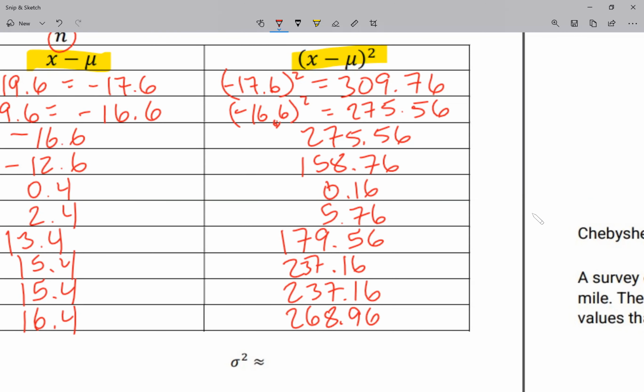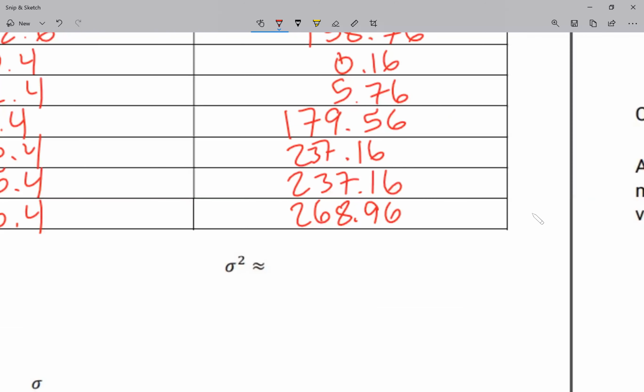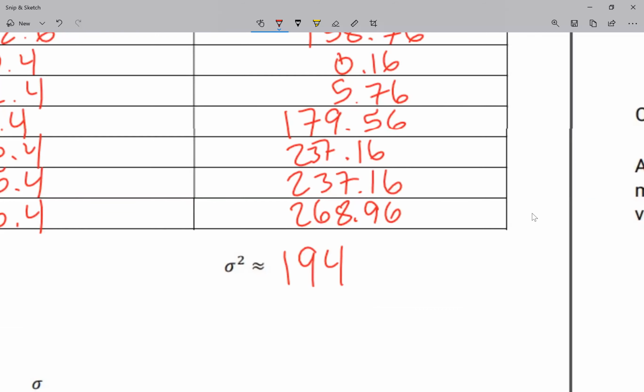Now my variance, notice how here I have a little symbol here at the bottom. My variance will be 194.84.